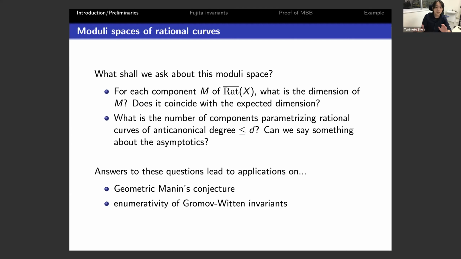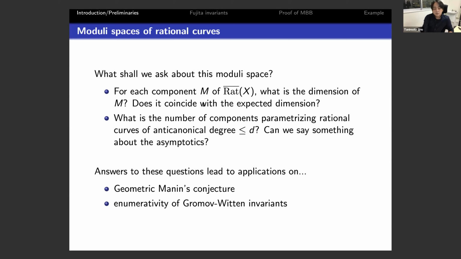In general, it doesn't need to be equal to the expected dimension, but in some nice situations, it does, and one can ask when that happens. And if we understand the dimension, the next question is: what's the number of components parameterizing rational curves of anti-canonical degree less than or equal to d? Can we say something about asymptotics? We would like to count the number of components parameterizing rational curves of degree less than d.